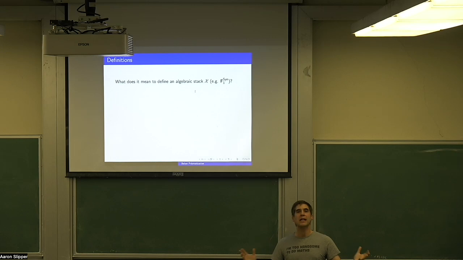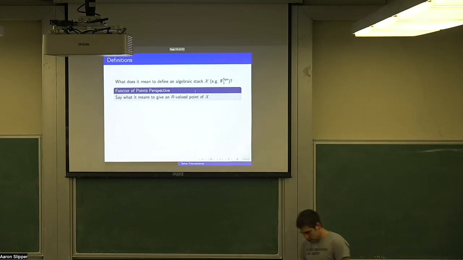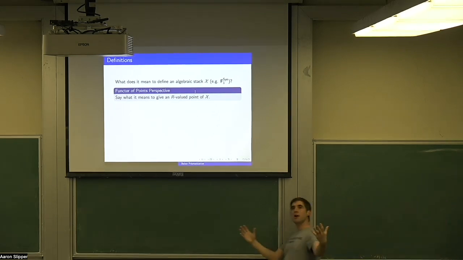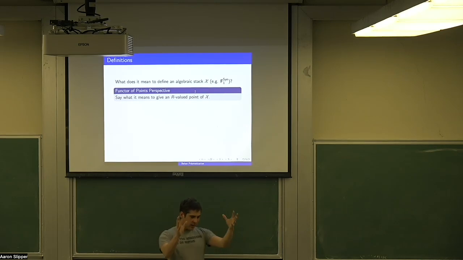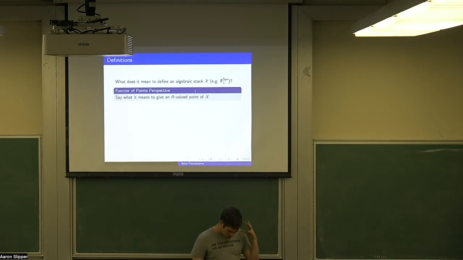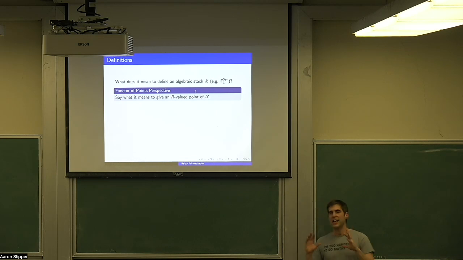There are at least three different ways that you might try to communicate what that stack is. One is to say a stack is something that has a functor of points. To communicate to you what X is, I will tell you what it means to give a map from an affine scheme into X. What are the R-valued points? That's answering the question of what X is.